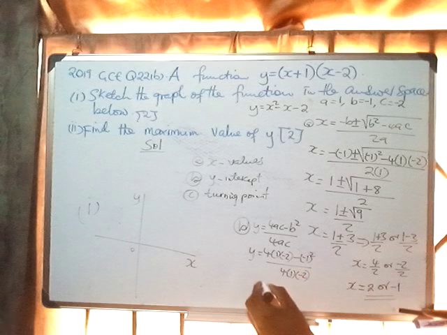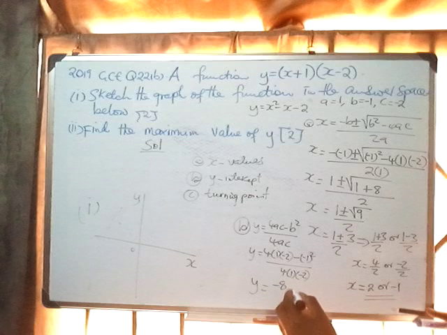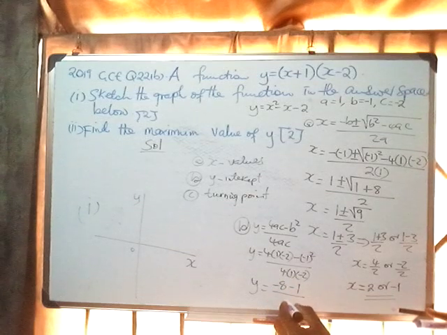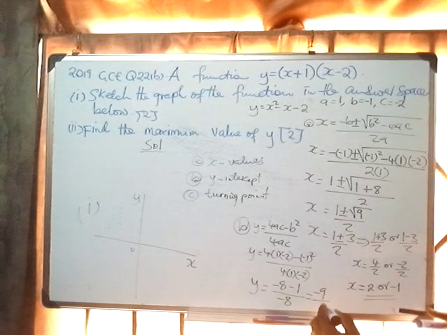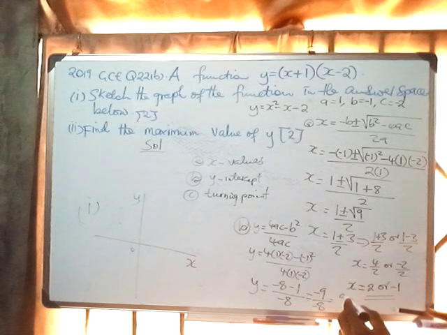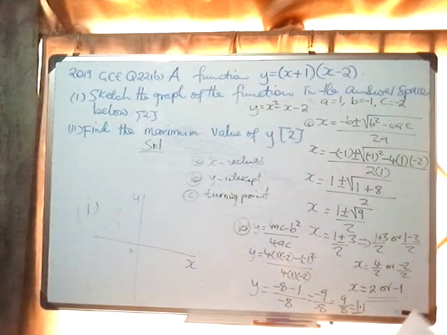So our answer there will be 4 times everything here, it will be -8 minus 1, because -1 squared is +1. Everything over -8. So our answer will be -9 over -8, which will be +9 over 8. How many times does 8 go into 9? It goes 1.1. So we are going to have 1.1.